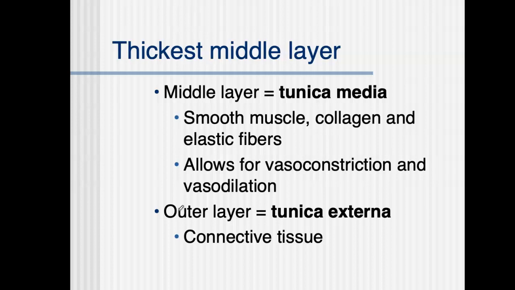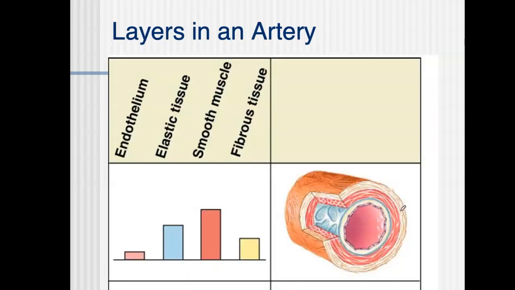So that's tunica media. And then the outermost layer is the tunica externa, and that's connective tissue. And we're going to look at what this looks like if you were to make drawings of it. So look at the layers of an artery, okay?